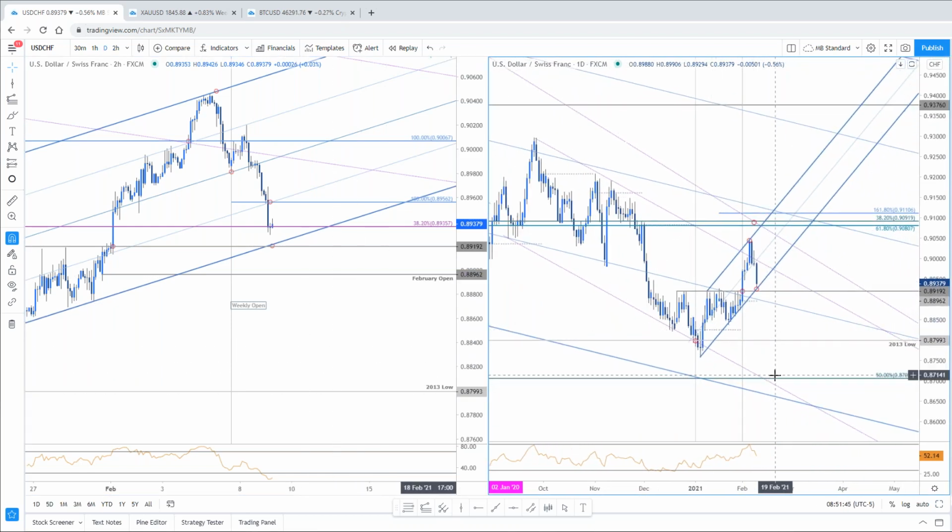Here's what it looks like on the daily chart. Really messy. I'm not even going to stress these slope levels anymore. I'm going to remove that just to give you some clarity. But you can see pretty simple slope support. We need to pivot right here.